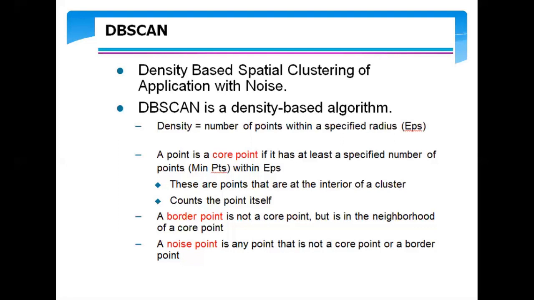Coming to the second topic, which is a border point. A border point is not a core point, but is in the neighborhood of a core point. That we will see when I solve the numerical. Next is a noise point. It is any point that is not a core point nor a border point. The points which come in neither the category of core point nor border point, we will consider as noise points.